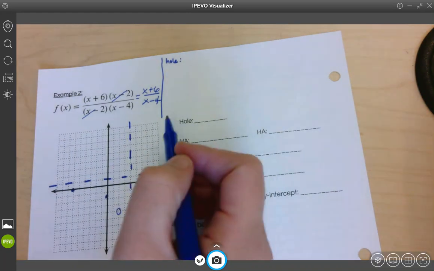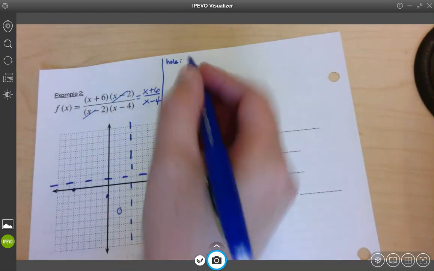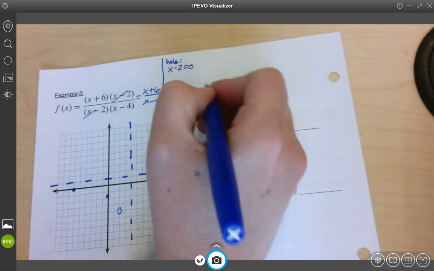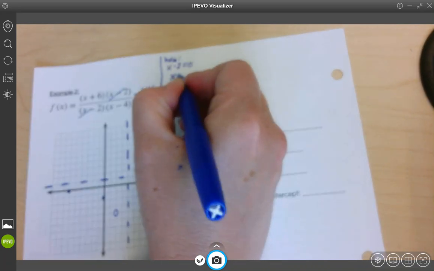All right, so for the hole, we're going to take the x minus 2 that we canceled out, set it equal to 0. And when we add 2 to both sides, we get x equals 2.